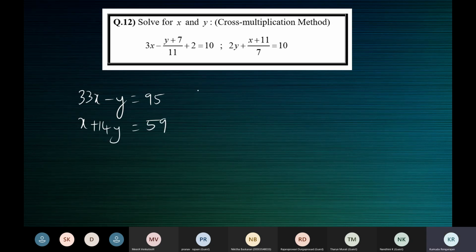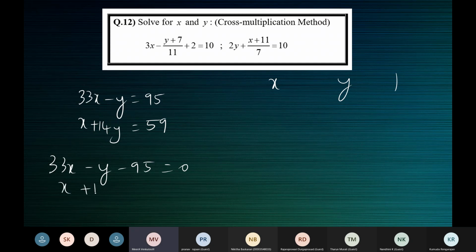Now, what change must I do if I should take the headings as x, y, and 1? How should I rewrite the equations? 33x minus y minus 95 equal to 0. Then x plus 14y minus 59 equal to 0. So I must have all the terms on one side. If I have to take the headings as x, y, and 1, then I must have the x terms, the y terms, and the constants on the same side.